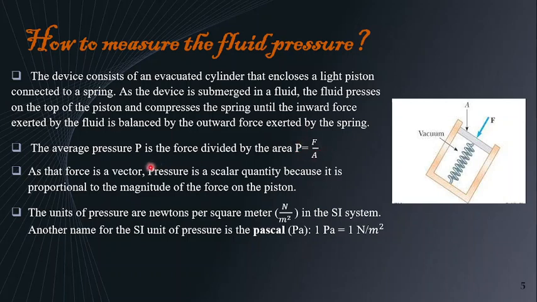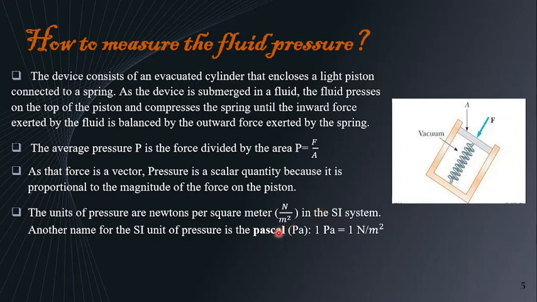As the force is a vector, pressure is a scalar quantity because it's proportional to the magnitude of the force on the piston. There is no direction for the associated pressure, but the direction of the forces associated with the pressure is perpendicular to the surface on which the pressure acts, as we said before.